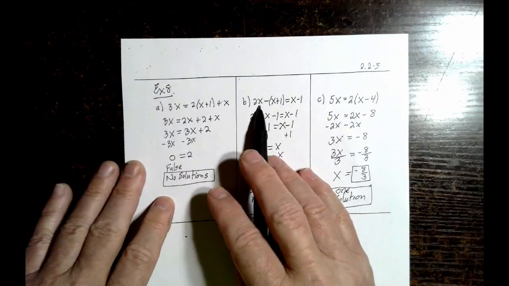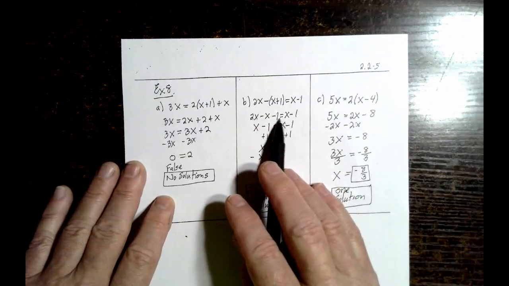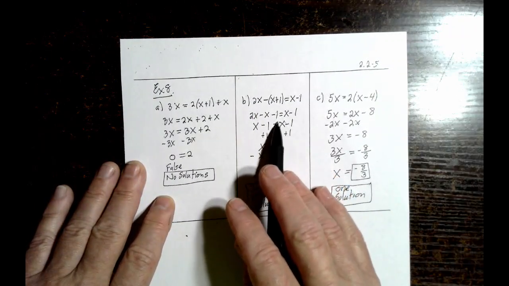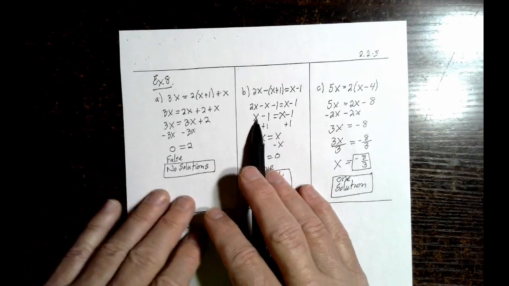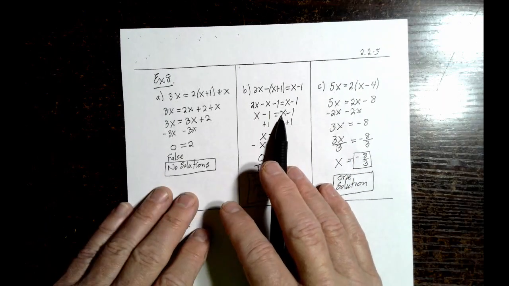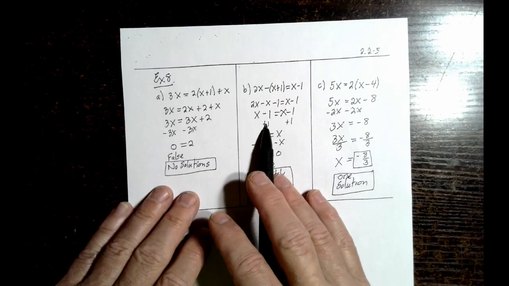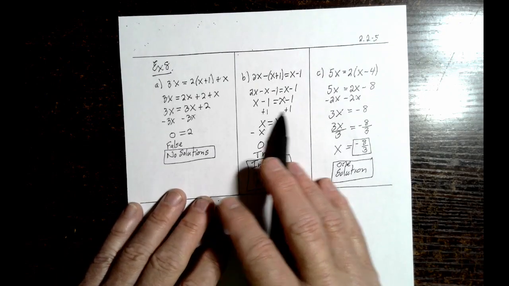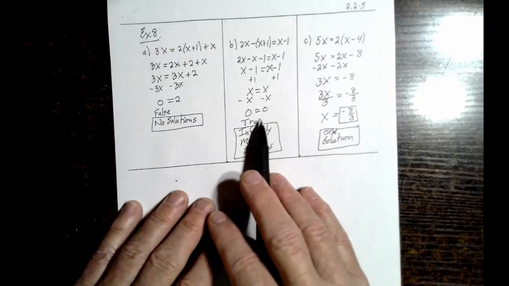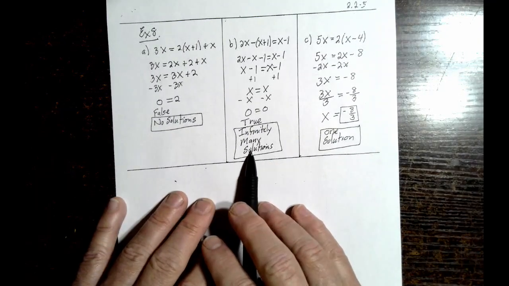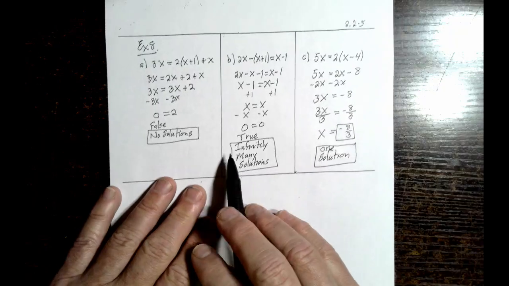Okay, on this one, you distribute the negative sign to each one. Okay? And then you combine the 2x and the minus x to just give you 1x. And you can stop right there, but if you don't see it, you can add 1 to both sides and subtract x from both sides, and you get 0 equals 0, which is always true. So that means there's infinitely many solutions to this problem.